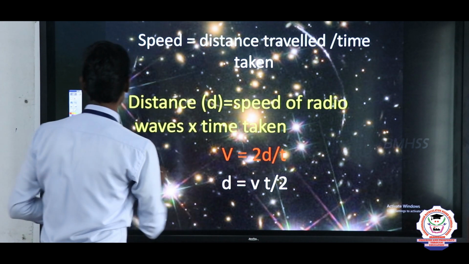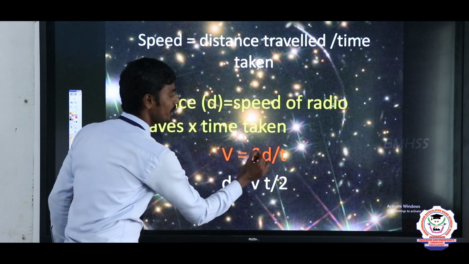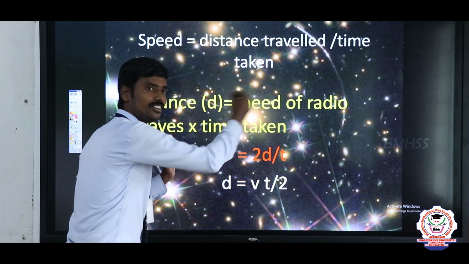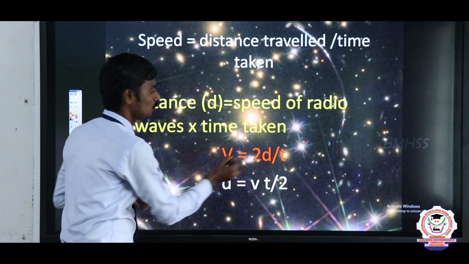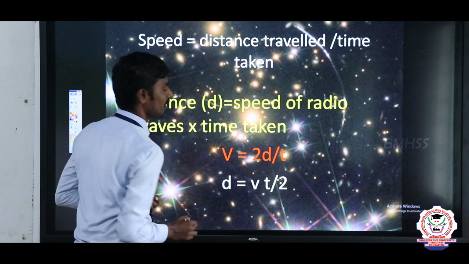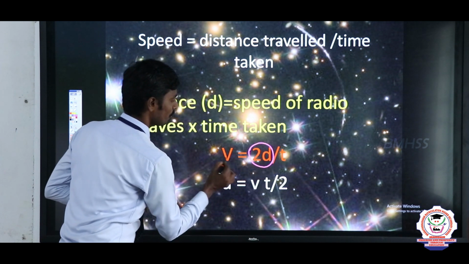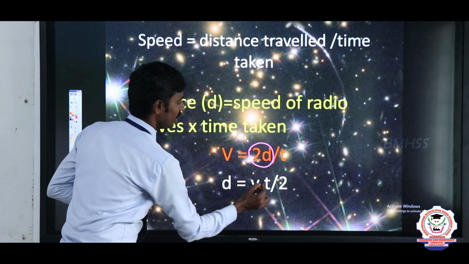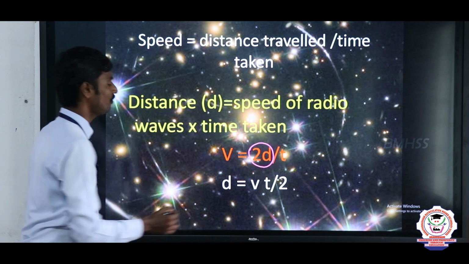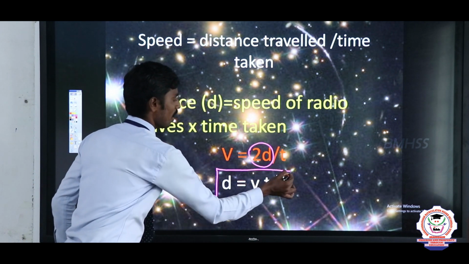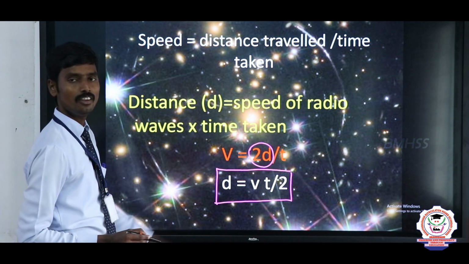The general expression, see here: v is the speed of the radio waves, and 2d is the distance when the radio waves are transmitted from the transmitter, reflected from the planet and received by the receiver. So d plus d, 2d, with respect to the time taken. We need distance only, no. So now cross multiply, v into t, so vt divided by 2. We need d only, so d equals vt by 2. This is the general expression for the distance of the planet. d equals vt by 2 is a very important formula. These two formulas are very important.